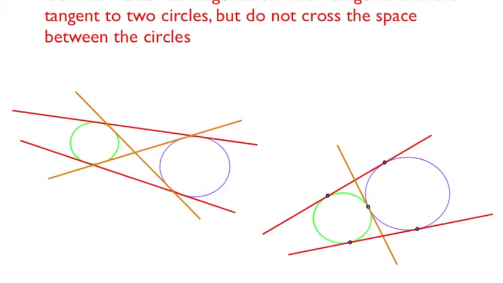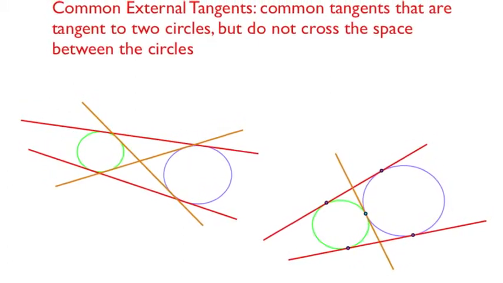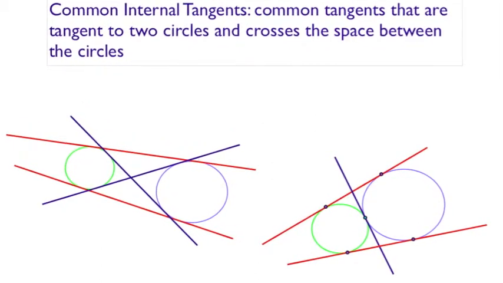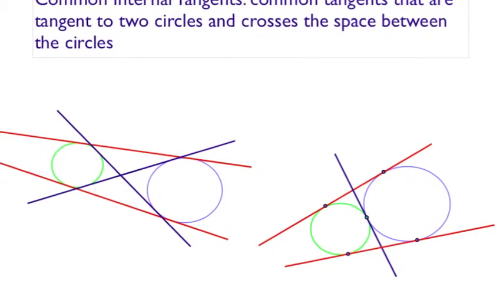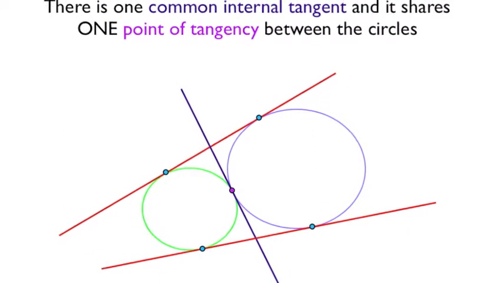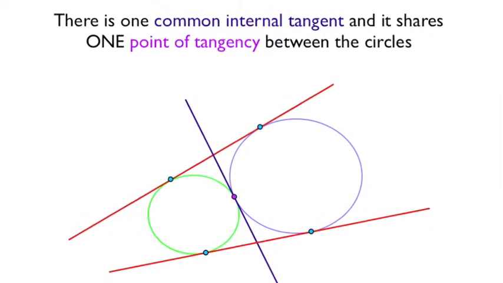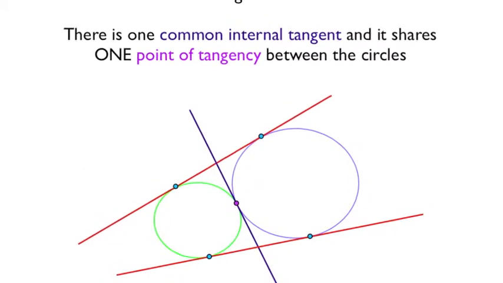Common external tangents are common tangents that are tangent to two circles but do not cross the space between the circles. And common internal tangents are common tangents that are tangent to two circles and cross the space inside of the circles. Two circles that touch in one spot have only one common internal tangent, and that spot they touch is where the one point of tangency is located.